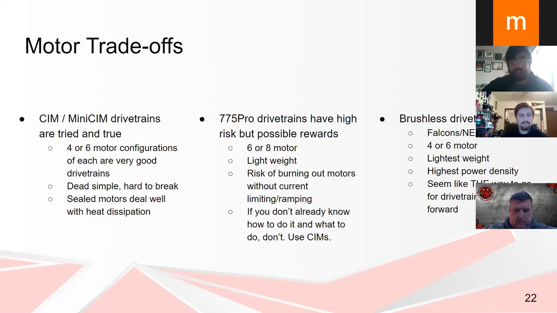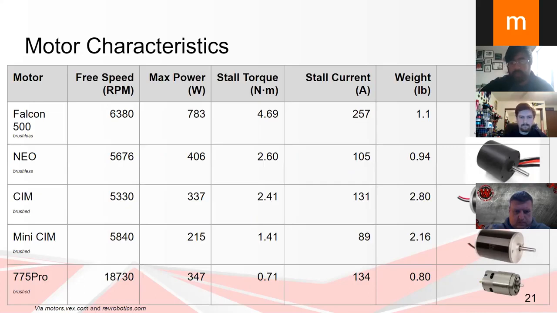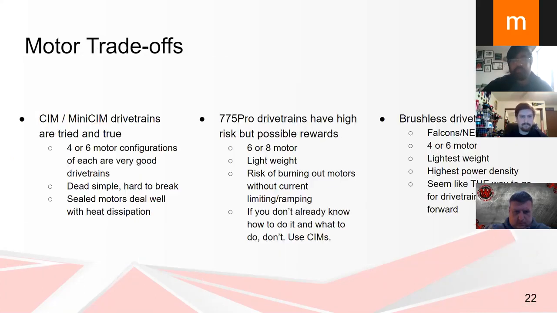775 Pro drivetrains, so that's this motor at the very bottom here, much smaller, but a lot more volatile. I like to joke with my students that they're practically explosive.